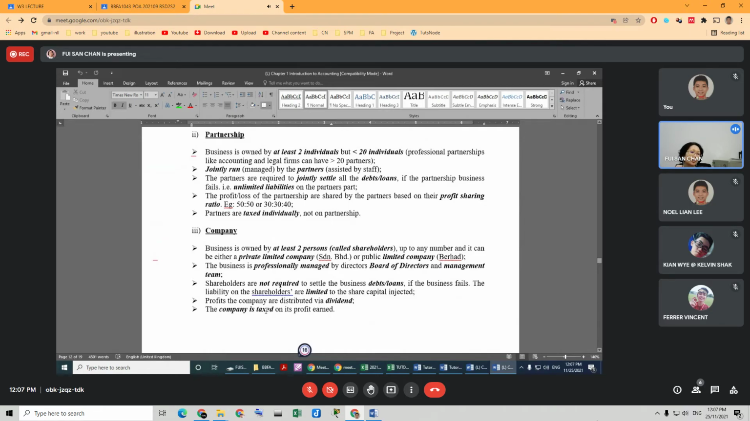So meaning, for this number 3, this company is just like a person. You can actually sue this company, and this company can own assets, can borrow money, use the company's name.